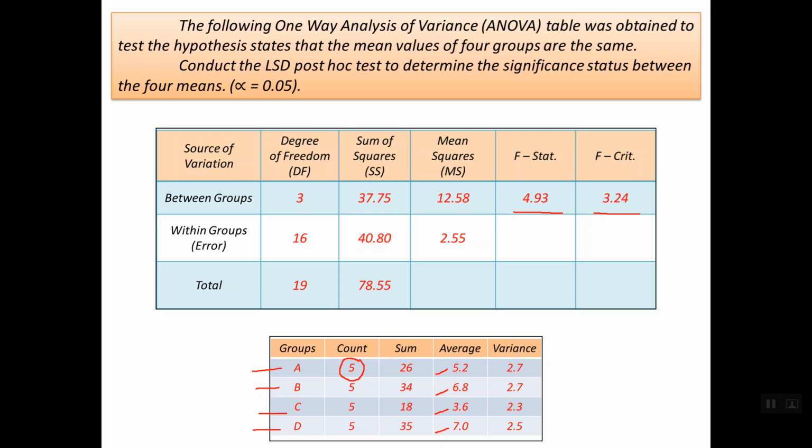What is needed in this question is to conduct the Fisher's LSD post hoc test to determine the significance status between the four means. The value of the significance level is 0.05. So this is the question needed.